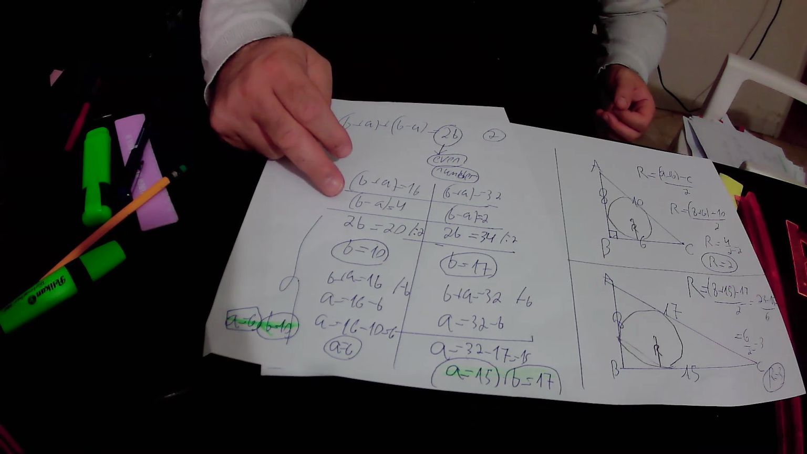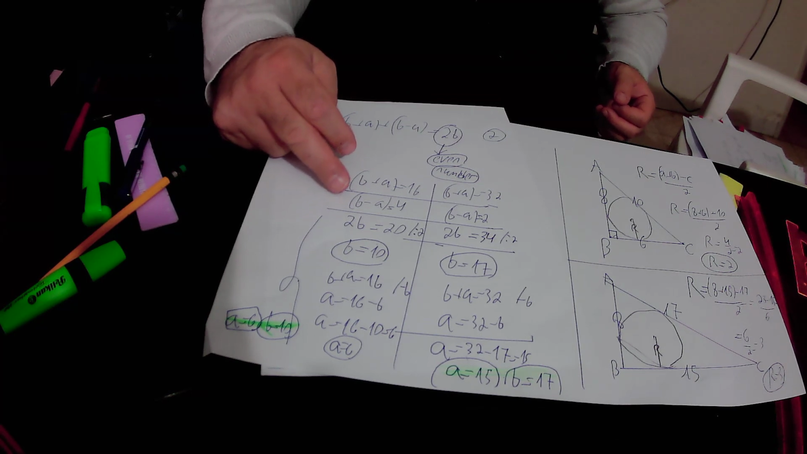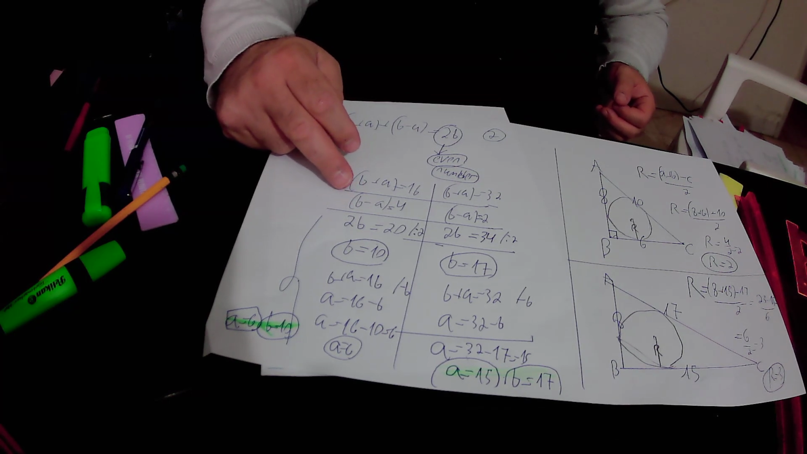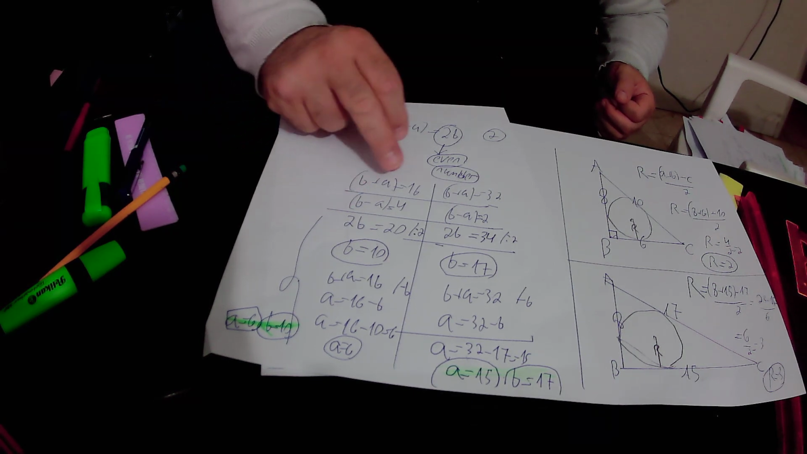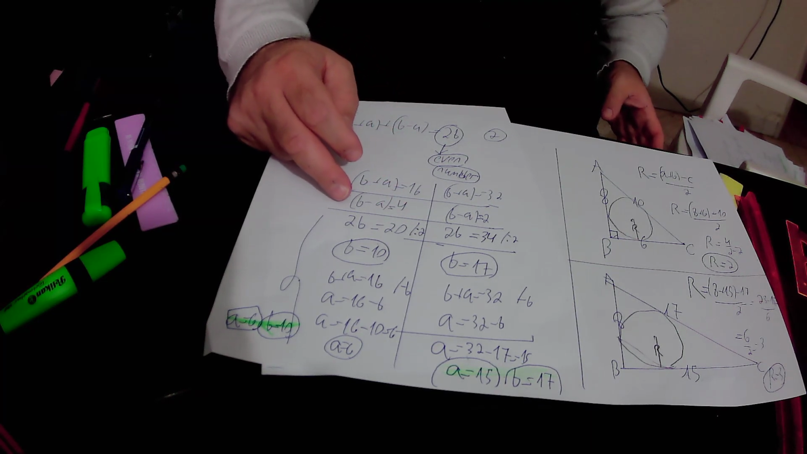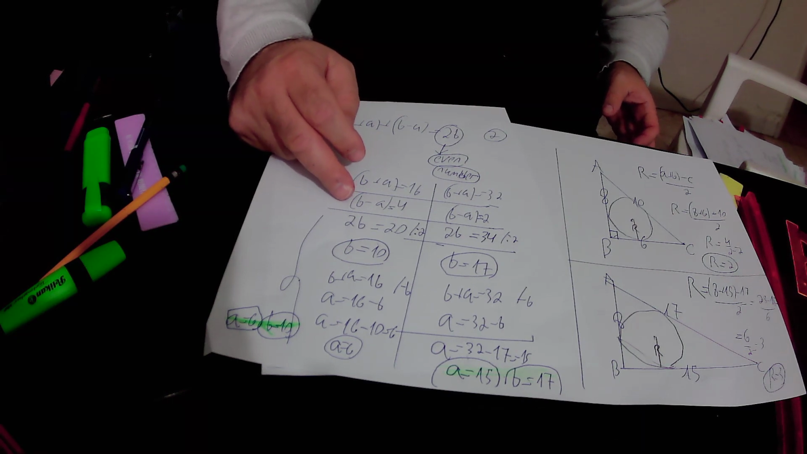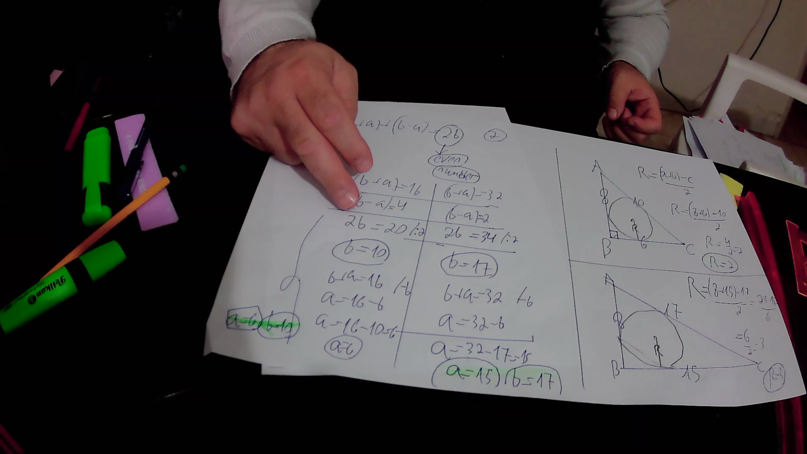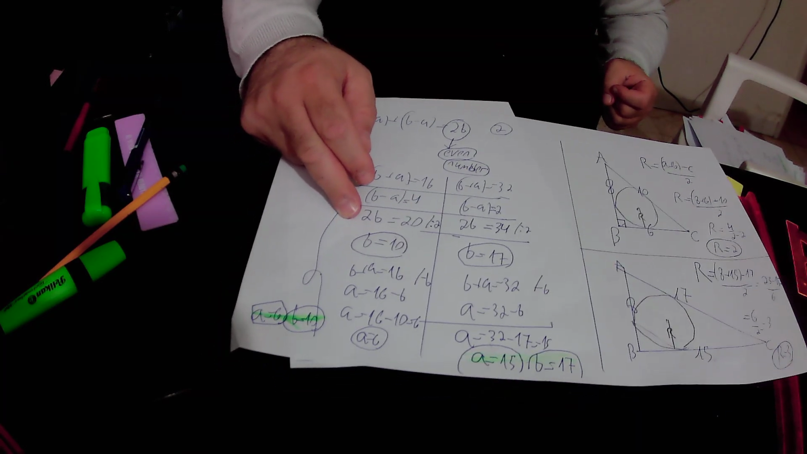Here, if we add the two equations together, b plus b is 2b and a minus a is 0. So we have 2b on this side of the equation, and on the other side we have 16 plus 4, that is 20. So we found that 2b equals 20. We divided this equation by 2, and we got that b equals 20 over 2, which is 10. So the hypotenuse b equals 10 units.